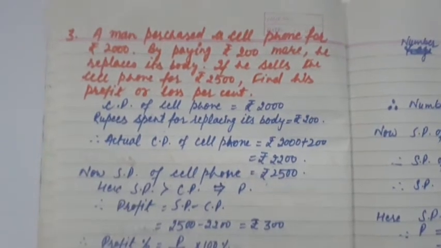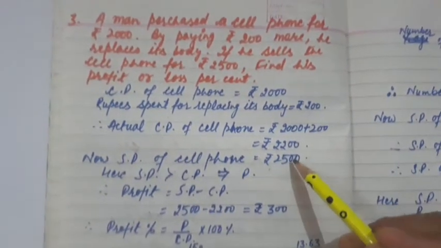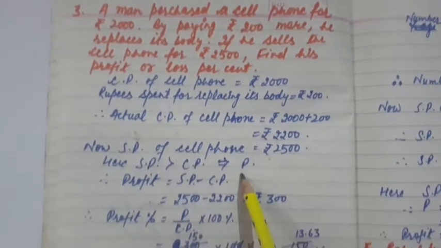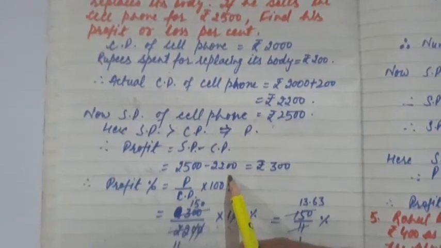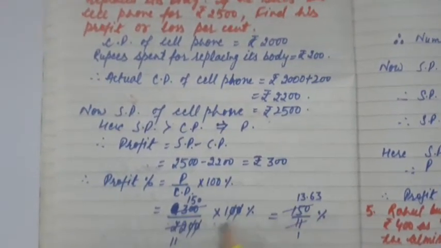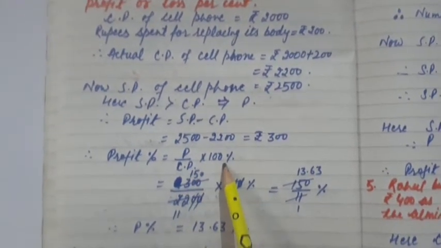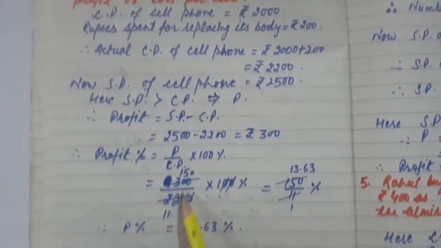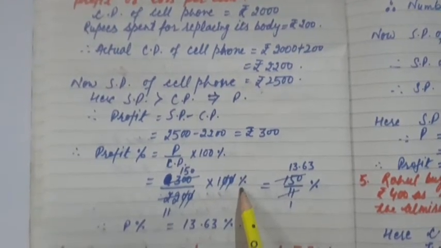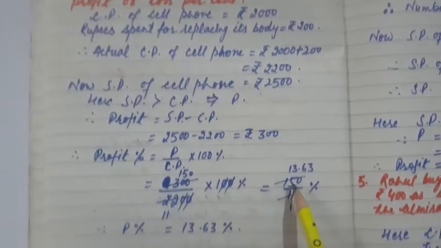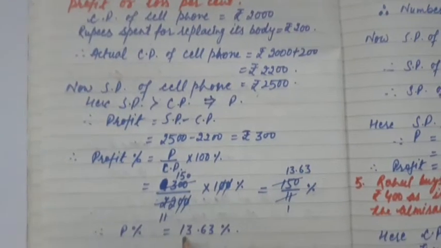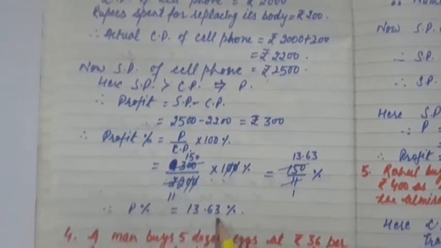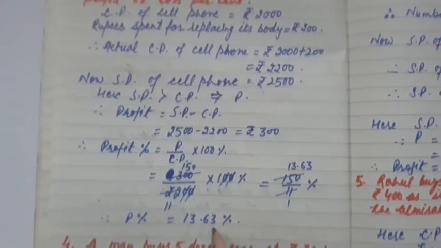Therefore, here SP is greater than CP, so he has a profit. Profit is equal to SP minus CP, 2500 minus 2200, that is equal to 300. Then profit percent is equal to profit upon CP into 100%, which is equal to 300 upon 2200 into 100%. When we solve this we get 150 upon 11%, and in decimal form it is equal to 13.63%. In this way we have to solve this question.